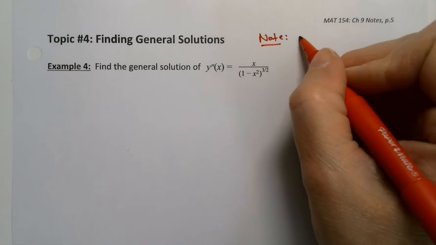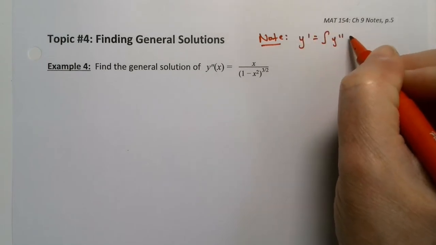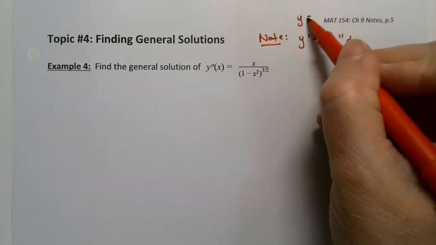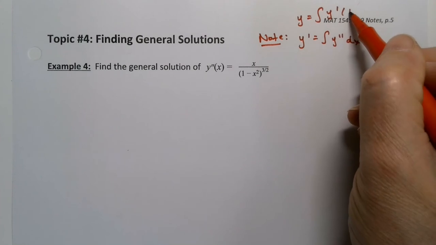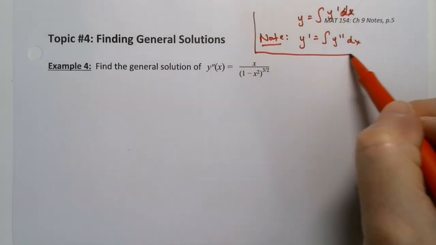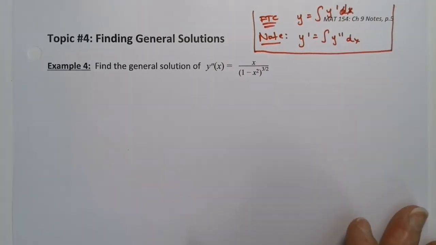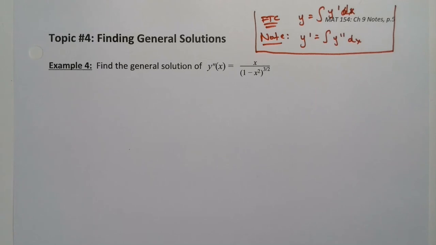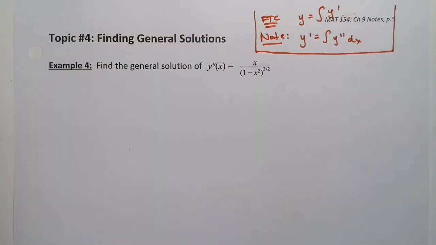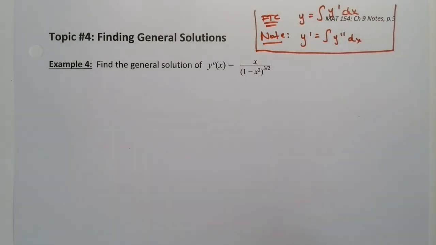So y prime, of course, would be equal to the integral of y double prime with respect to x, just like y is equal to the integral of y prime dx. That's the fundamental theorem of calculus, right? So FTC note, the fundamental theorem of calculus you learn in Calc 1, is that a function is equal to the integral of the derivative. Of course, give or take a constant, but we'll go from there.